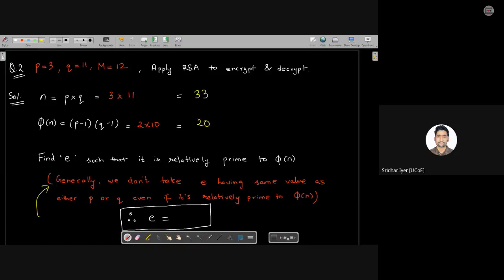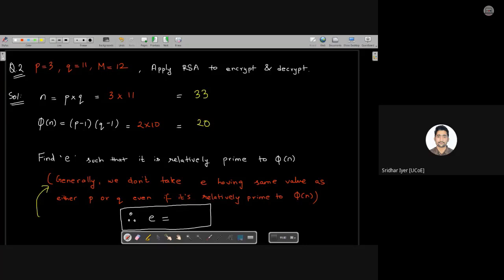What is the condition for E? Again, try to recollect that. What is the condition for finding E? We have to find E such that it is relatively prime to phi of n. Fine. So which is the lowest number that we can take which is relatively prime to phi of n? You tell me. I have kept it blank. Yeah. The lowest number which we can take is 3.